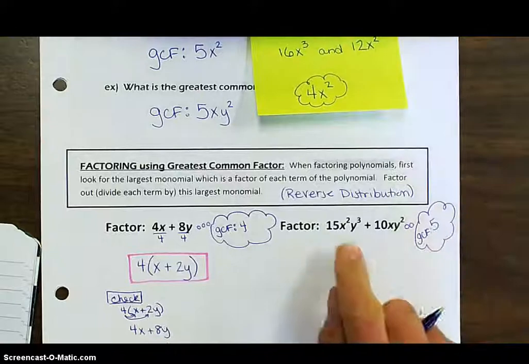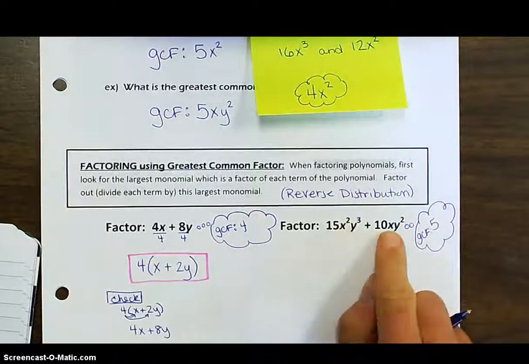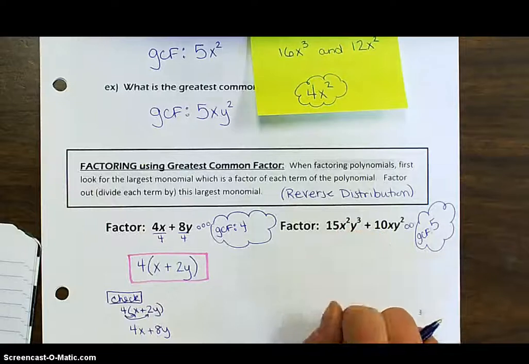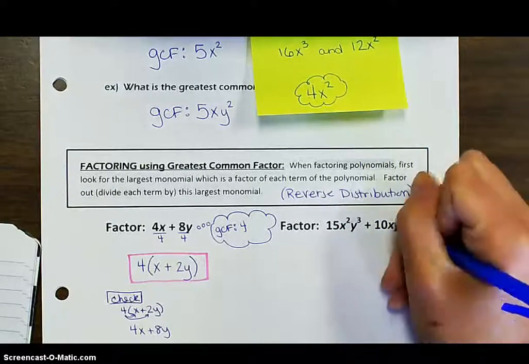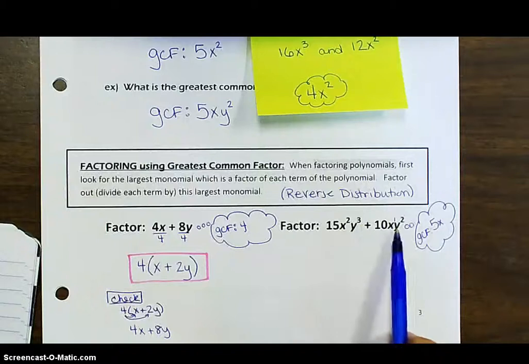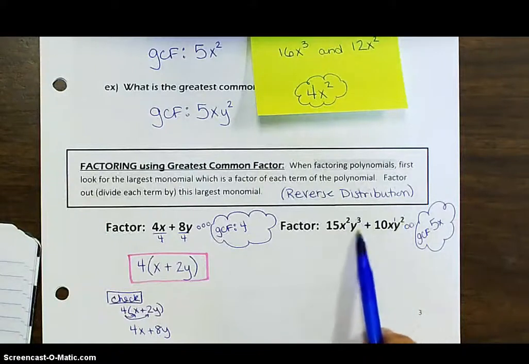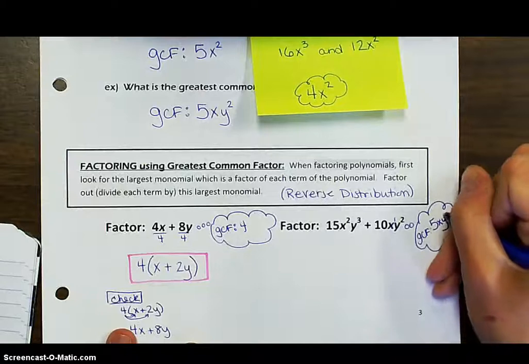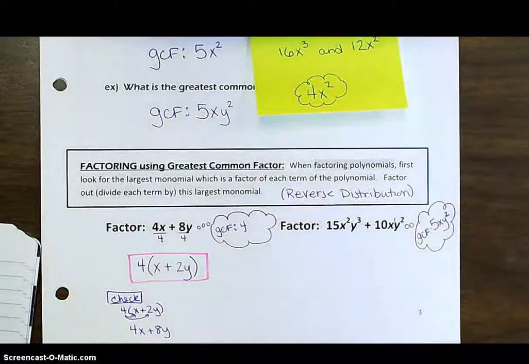5. Now take a look, this is x squared and this is x to the first power. How many x's do they have in common? Just one, because this is x to the first power. Now y to the third, y squared. This one has 3 y's, this one has 2 y's, so how many do they have in common? They have 2, so y squared.